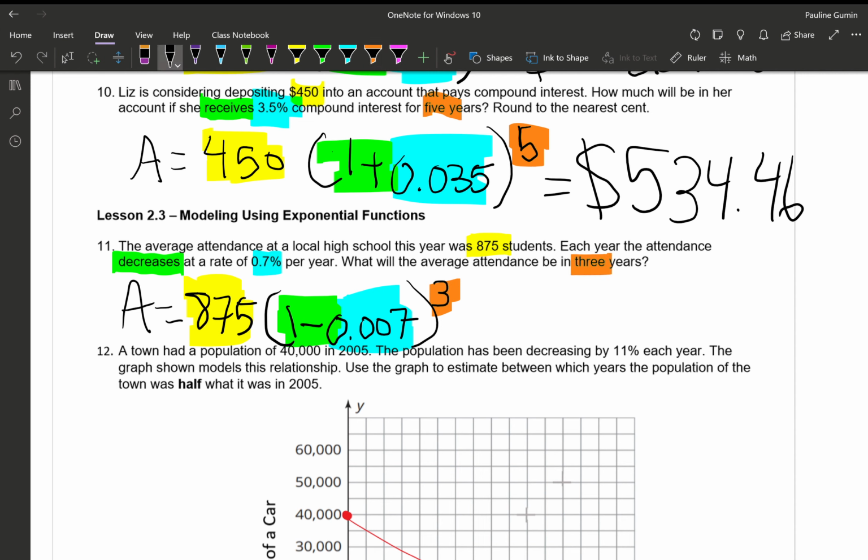When I put this into my calculator, I get 856.75 students. I'm going to round up because we don't have 0.75 of a student. That's crazy. So 857.